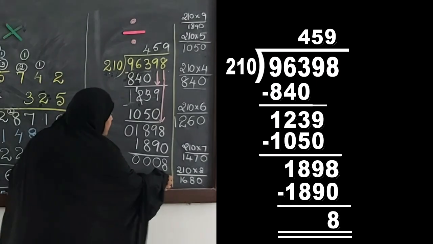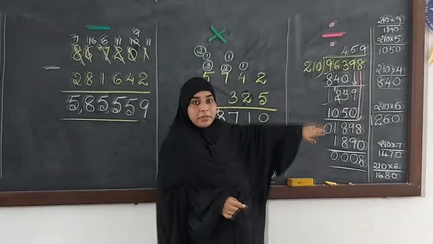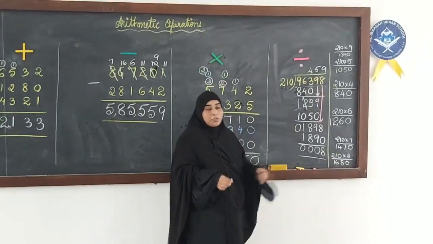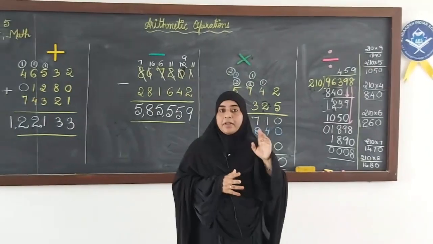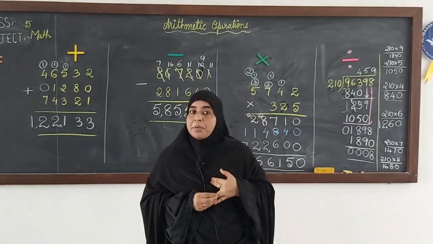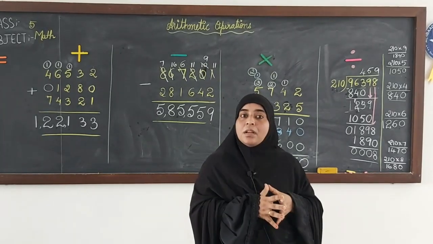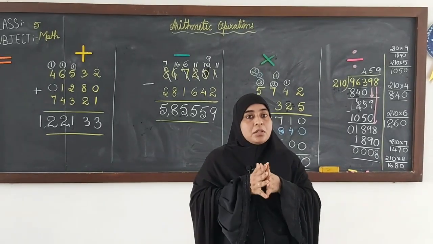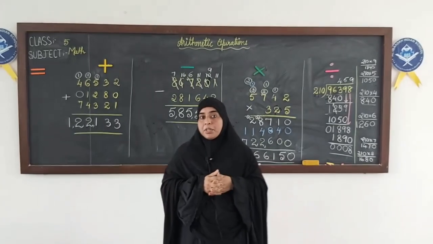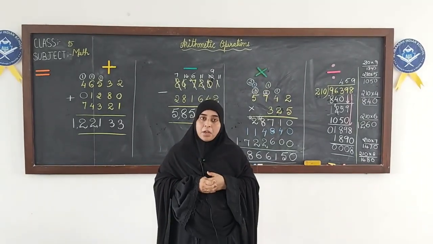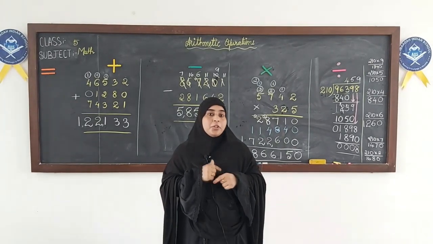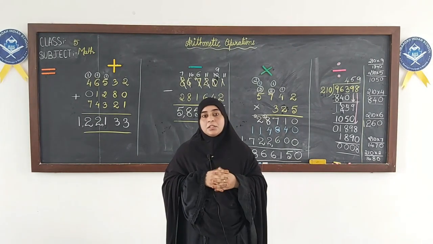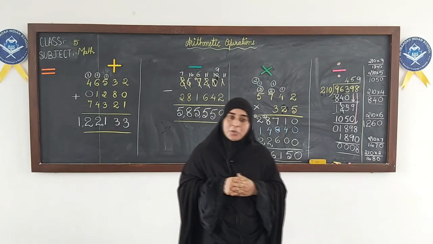Okay, I hope you have understood the steps of division. So we have completed our 4 operations of arithmetic: addition, subtraction, multiplication and division. You all need to practice all these operations regularly at home. You will be perfect in these operations only when you practice, and please learn your tables.